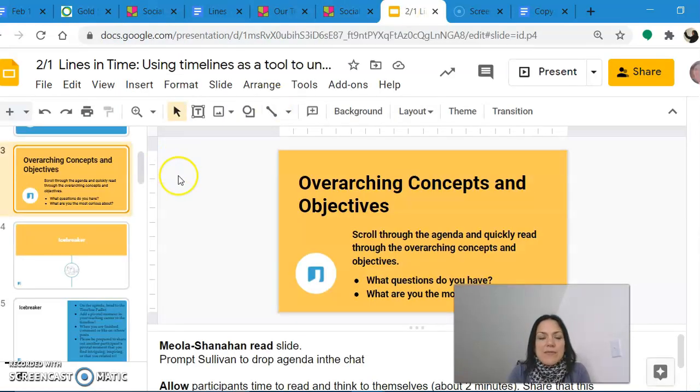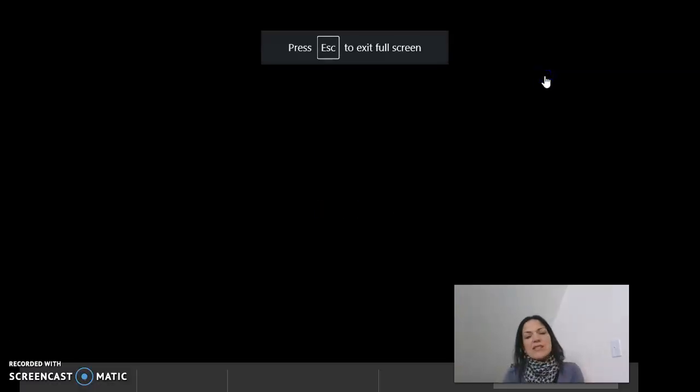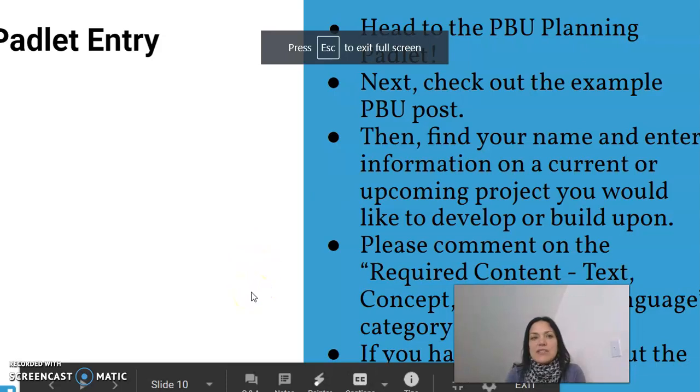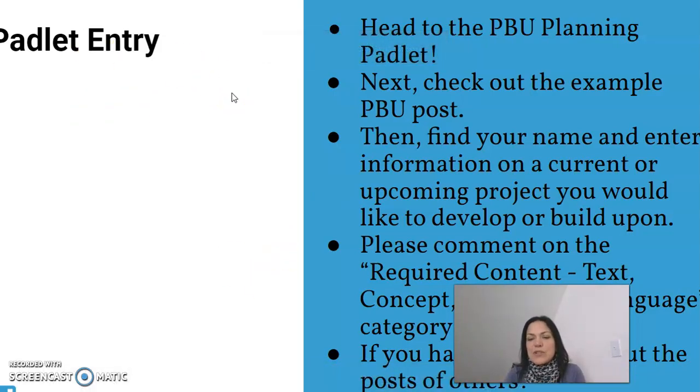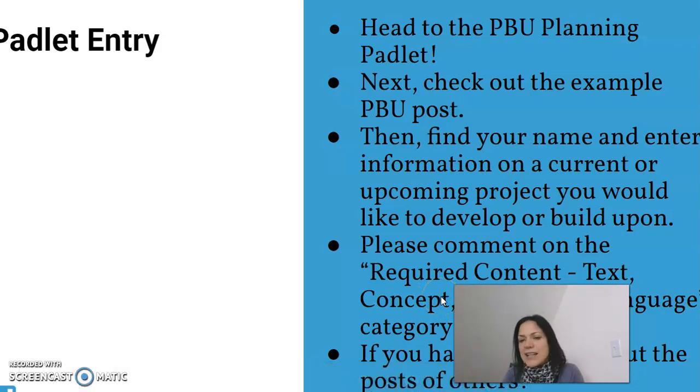So if you can't remember what you're supposed to do with the materials in the agenda, the instructions for all of the documents are also found in the slideshow. So for example, when you're first going to your project-based unit planning Padlet, it will tell you here, please comment on the required content text, concept, skill, or language category, and comment on others if you are doing it in a workshop and you want to create another Padlet like this for that experience.